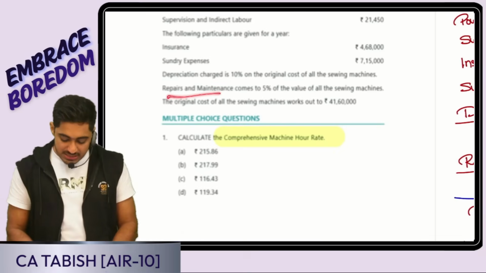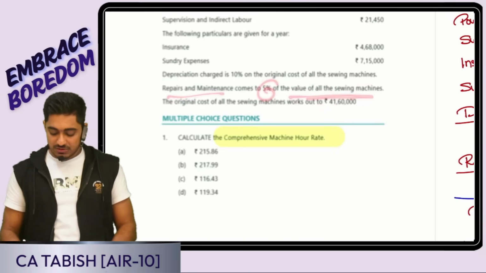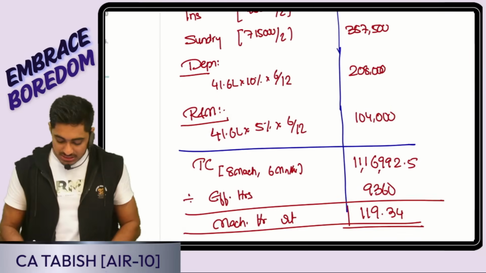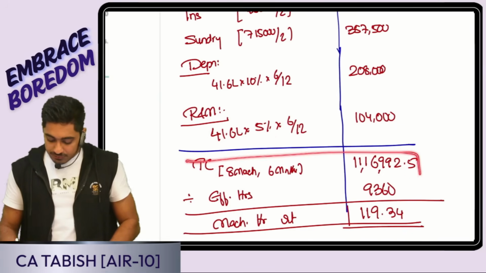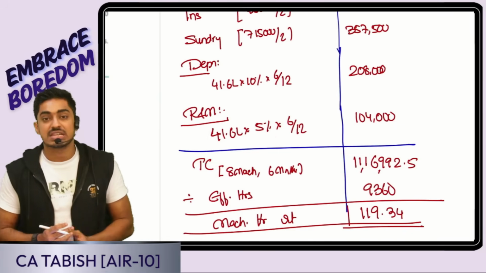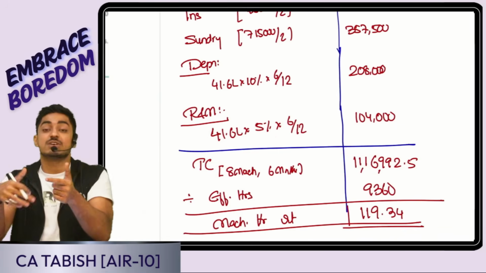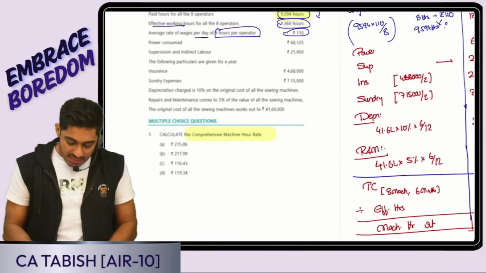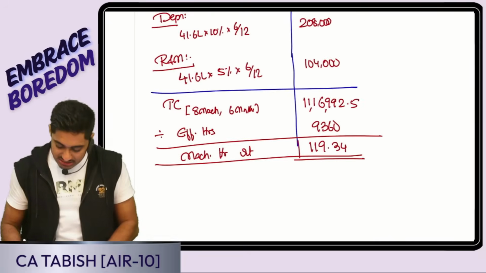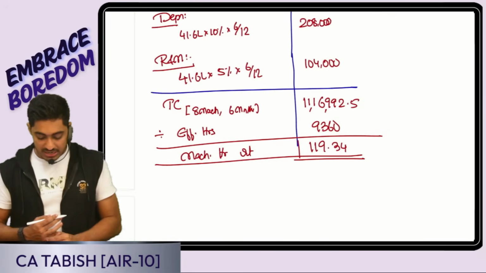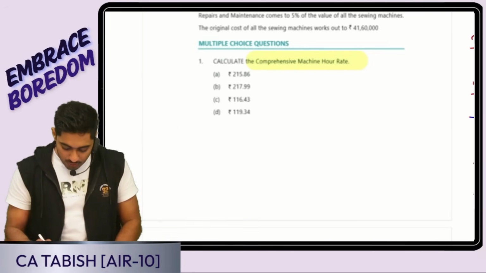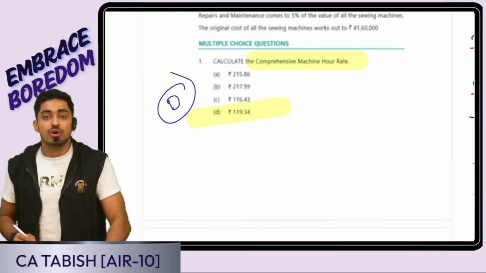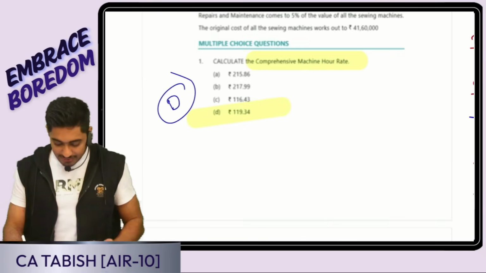Same is the case with repairs and maintenance: 5% of the value of all the sieving machines. Yes, 41,60,000 into 5%. That is per annum. I want it for 6 months, so into 6 by 12. You add all of this, you are getting 11,16,992.5. That is the total cost for 6 months. I want it per hour, so I will divide it by my effective machine hours. Effective hours is going to be 9,360. Once you divide, you get your machine hour rate as 119.34. Option number D. Question is over.